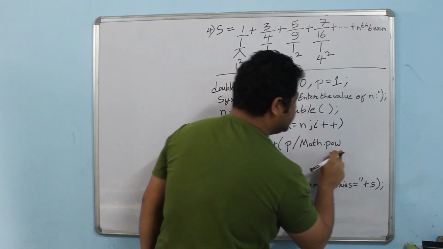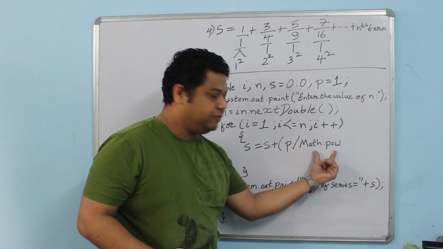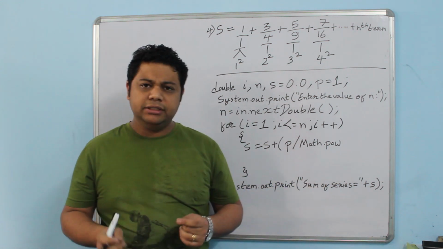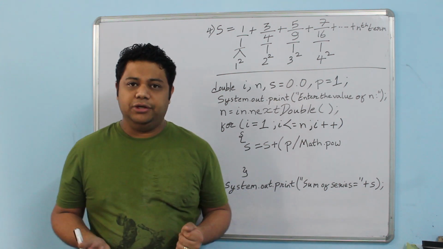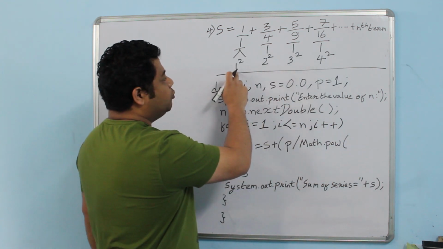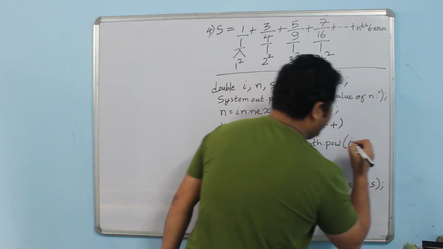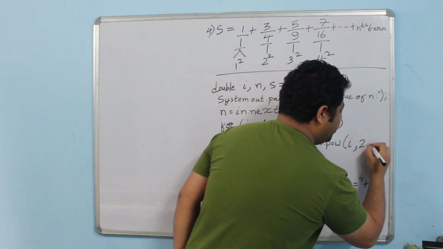math.power. I have already discussed about math.power in the previous program. If you don't know what is math.power, you can just go to that part and check it once. Basically, math.power means to generate the power. We have the base and the power, we generate the value. So we have math.power. The base 1, 2, 3 is I. So I, comma, and the power is 2. So it's always 2. So we'll write down 2.0.